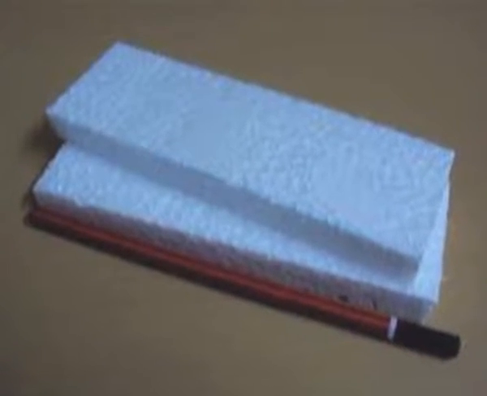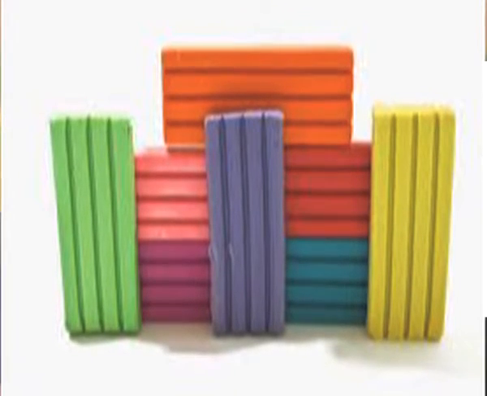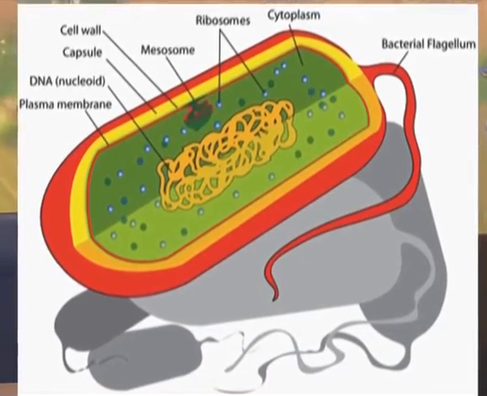Dear learners, now you can do a little activity which will make you confident and will make you realize that you have understood the concept of a prokaryotic organism. You can take a thermocol or you can take a cardboard, and with the help of plasticine, you can make a bacterial cell.